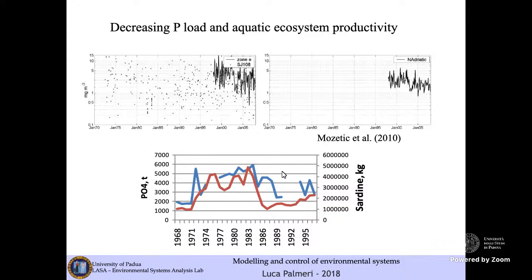onto the sardine. These are figures I'm looking at in these bottom graphs. These are figures coming from the Northern Adriatic Sea, that is a portion of the sea that is the eastmost part of the Mediterranean, that is surrounding Italy.